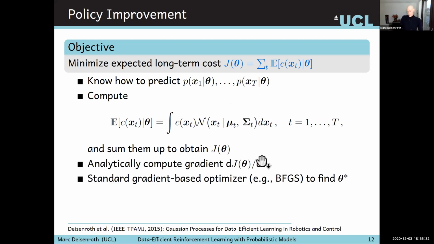And so we can write down an expression that just gives us the gradient of J of theta with respect to the policy parameters. Then we can use a standard gradient-based optimizer to actually solve our learning problem in the end. So we use BFGS to find good policy parameters. There's no global optimality here because all of this is non-convex and nasty, but at least we can get local optimality.